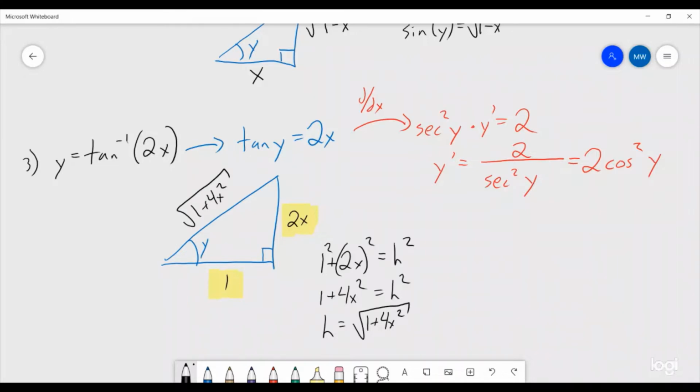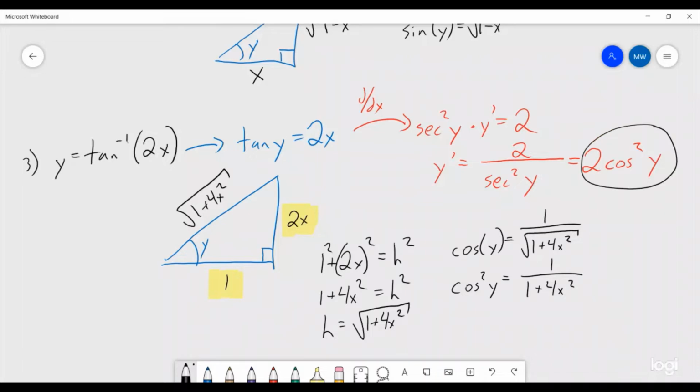So what's cosine? Well, cosine of y, that's going to be adjacent over hypotenuse, 1 over the square root of 1 plus 4x squared. So squaring that, cosine squared of y is 1 over 1 plus 4x squared. Put this piece together, and we find that y prime is equal to 2 divided by 1 plus 4x squared. And that is going to be how we would take the derivative of this function.